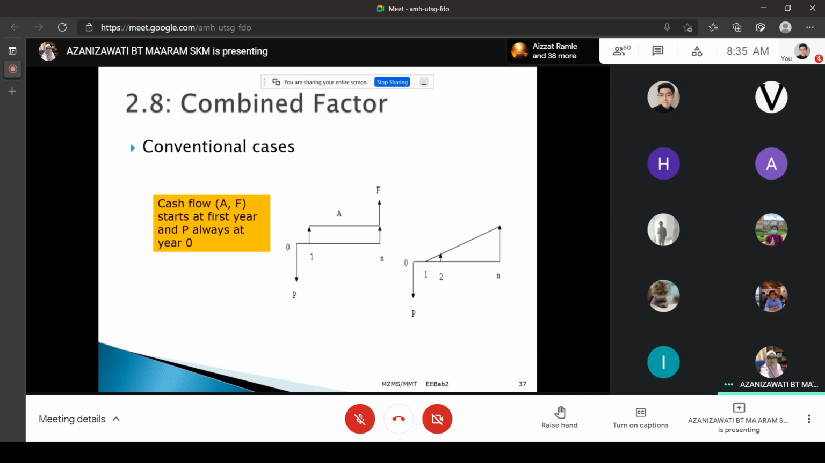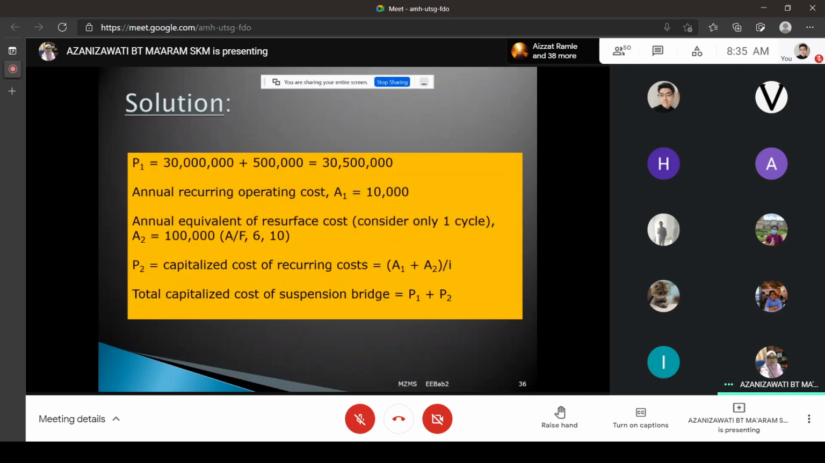Aku beli 1.1. Okay, siapa yang tak faham? 1.1 dengan 0.70.